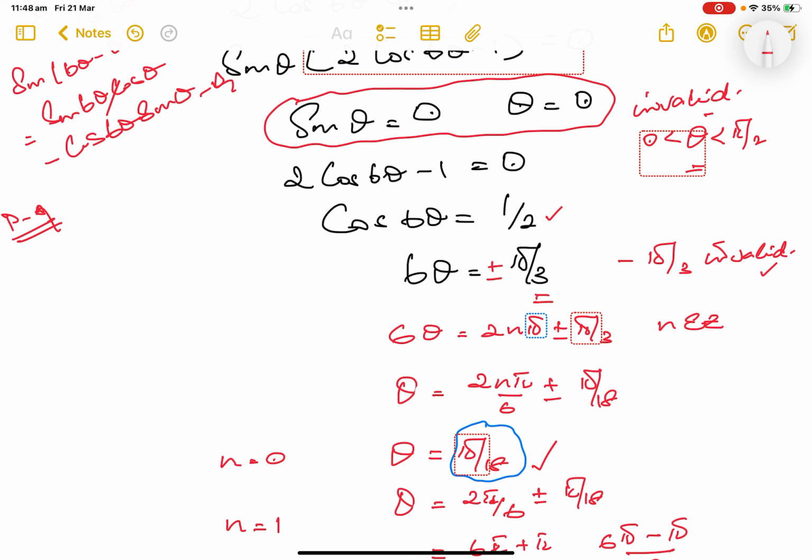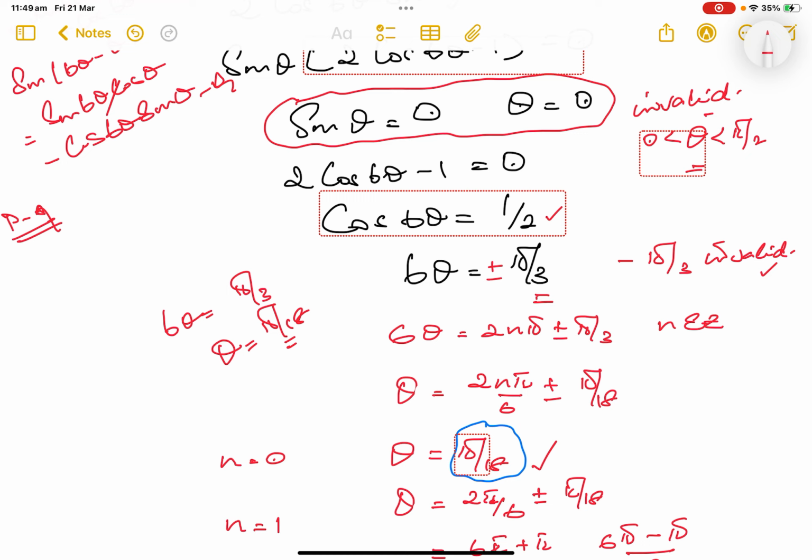So 6 theta equals plus or minus pi by 3. But we can't take minus because the value in the range is greater than 0. Therefore, minus is invalid. So the only principal value we have is 6 theta equals pi by 3. From that, theta equals pi by 18. That's a principal value. Now we can use the general solution for cos 6 theta: 6 theta equals 2n pi plus or minus pi by 3, n is an element of integers.